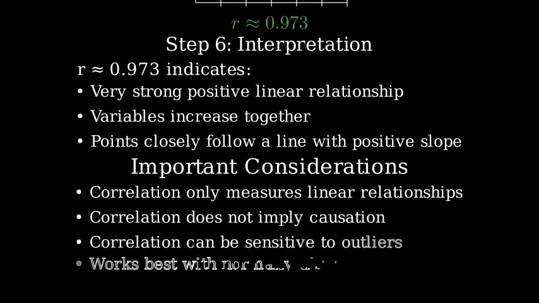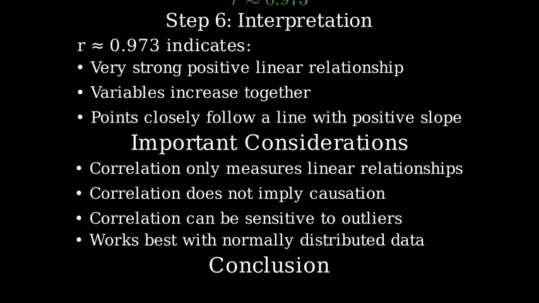First, correlation only measures linear relationships. It may miss nonlinear patterns. Second, correlation does not imply causation. Just because two variables are correlated doesn't mean one causes the other. Third, correlation can be sensitive to outliers, so check your data carefully. And finally, correlation works best with normally distributed data.